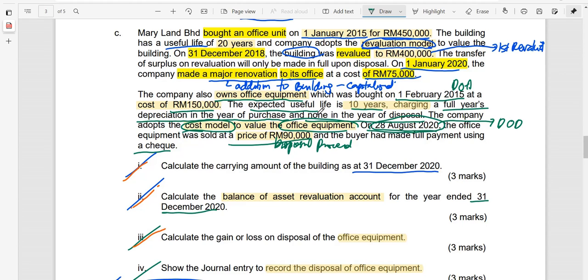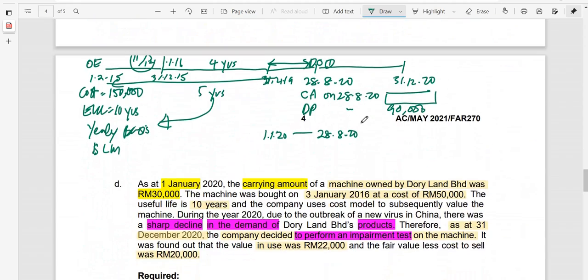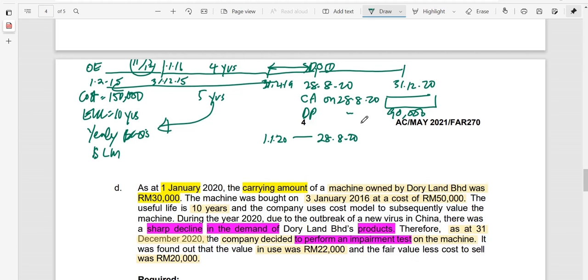So there is going to be no depreciation. It says here none in the year of disposal. So the year of disposal is 2020, 31st of December 2020 was the year end, but it was disposed here. So therefore there will be no depreciation. So depreciation will be provided in full in the year of acquisition, which is in year 2015, even though it is less than a year.